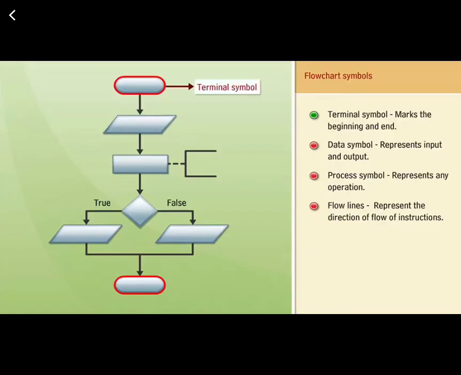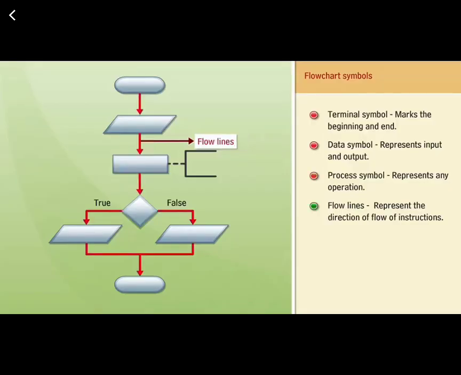This is the terminal symbol and is used to mark the beginning and end of a flowchart. This is the data symbol and is used to represent input and output operations. This process symbol is used to represent any arithmetic or data movement operation. There can be multiple statements inside this symbol.